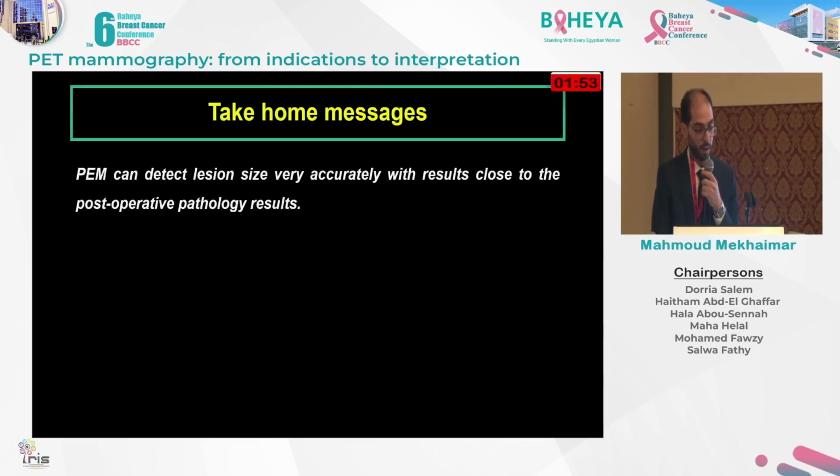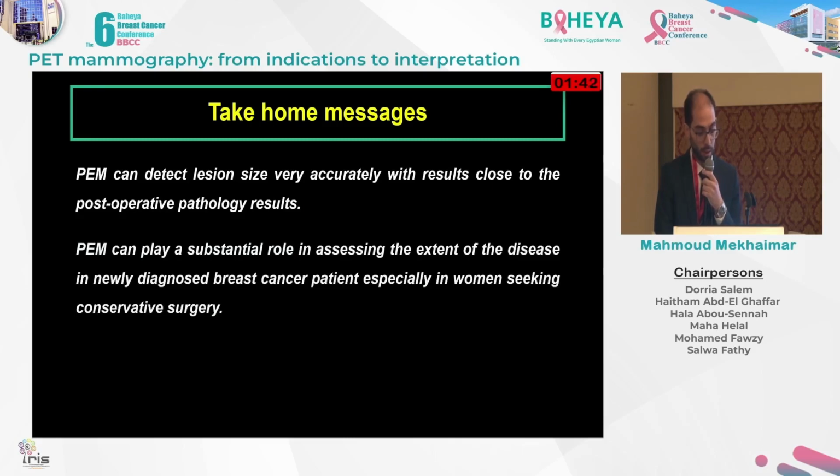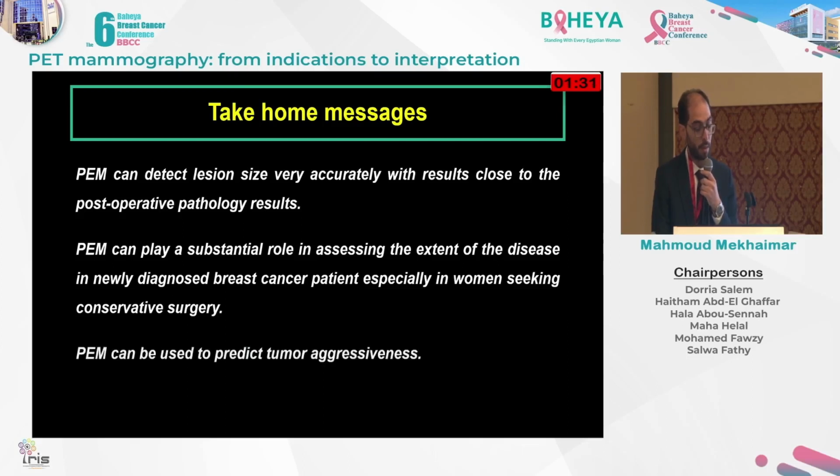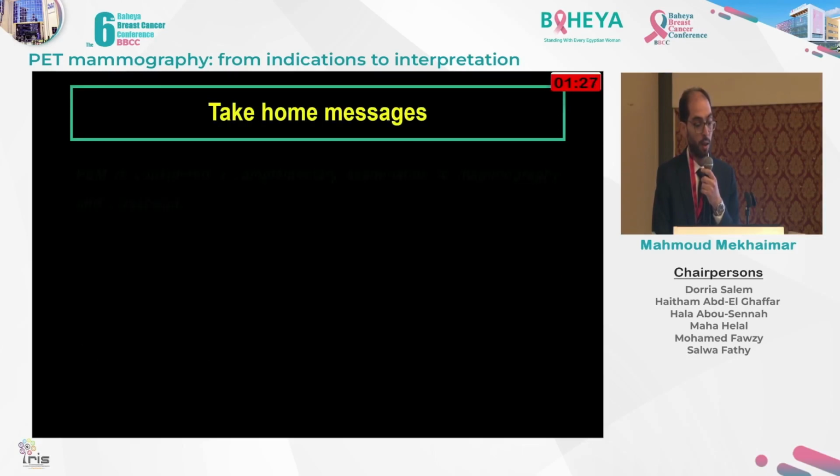Take-home message: BIM can detect the lesion and the lesion size very accurately, with results close to the post-operative pathology result. BIM can play a substantial role in assessing the extent of the disease in newly diagnosed breast cancer patients, especially in women seeking breast conservative surgery. BIM can be used to predict tumor aggressiveness.